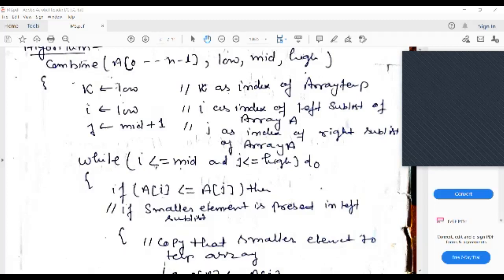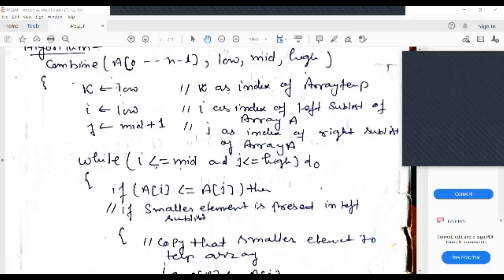So what we are using here: we have just created the left sublist and the right sublist. Now we are comparing the element of the left sublist to the element of the right sublist, and according to the given logic, we are placing the values in the temporary array, which is nothing but your sorted array. Okay, so this thing we are going to use.